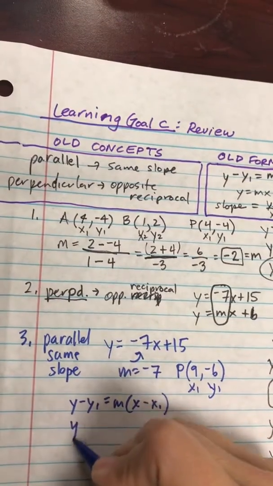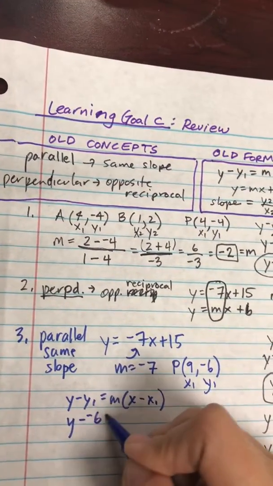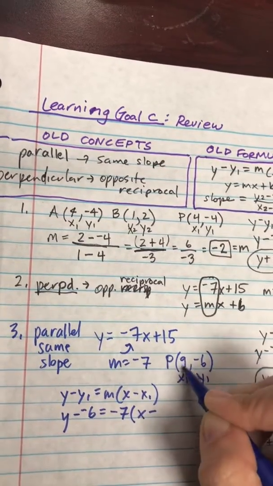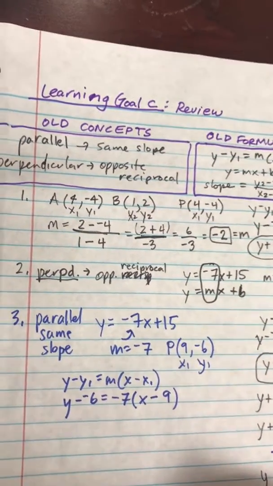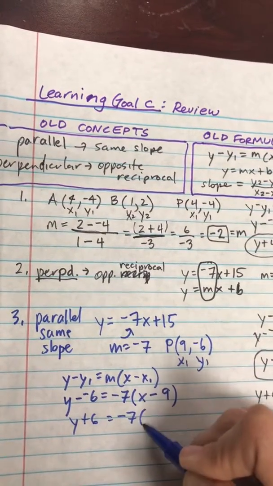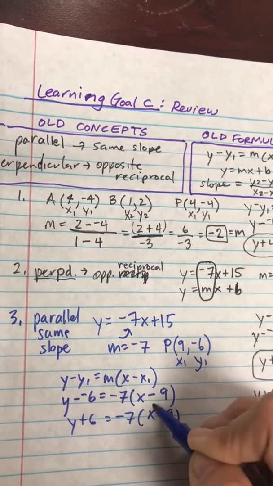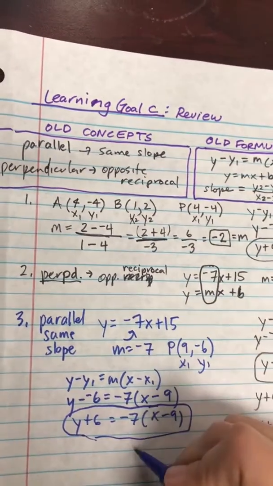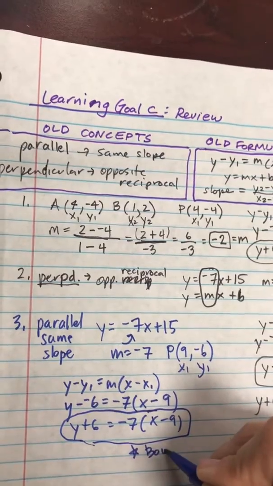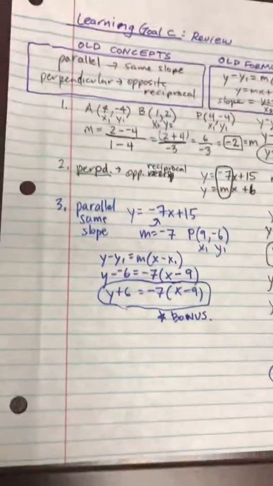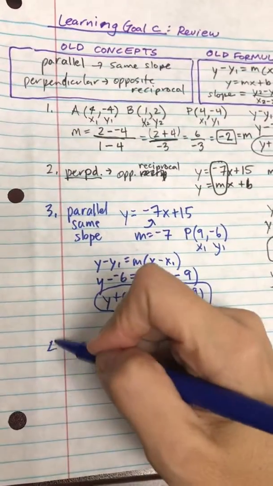Okay, so y minus a negative 6, slope is negative 7, x minus 9. Okay, so y plus 6 equals negative 7 times x minus 9. Now, I probably should put it in slope-intercept form, but I'll give you bonus if you get that right. Okay, next question. Question number 4.